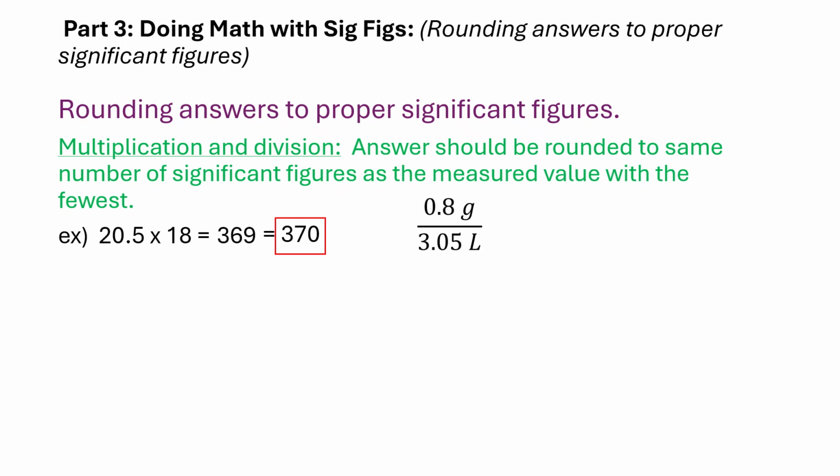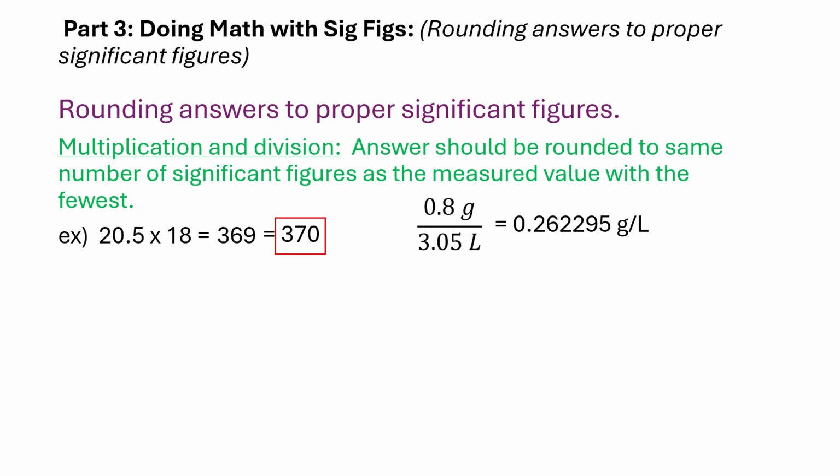Let's take a look at division. Let's say we're finding density of a gas, and we have a mass of 0.8, and we're going to divide it by a volume of 3.05. And the calculator spits out 0.262295 grams per liter. Well, according to our rule, that would be way too many sig figs, right? Because these non-zeros would all be significant. So on top, hopefully you can see we only have 1 sig fig, and on the bottom we have 3. So we are limited by the one that has fewer.